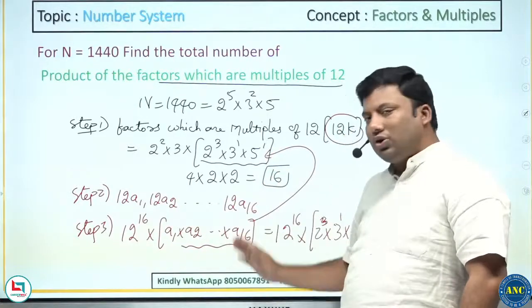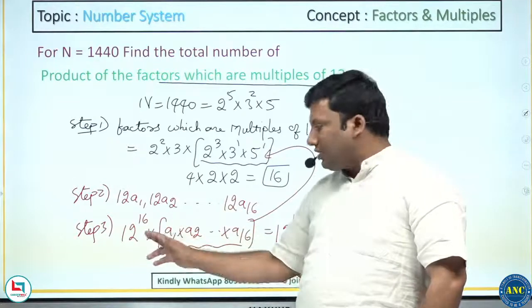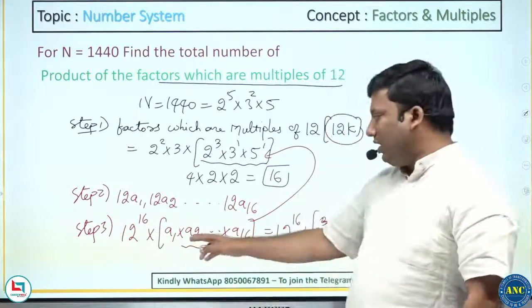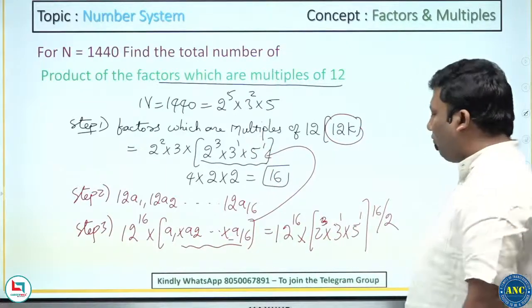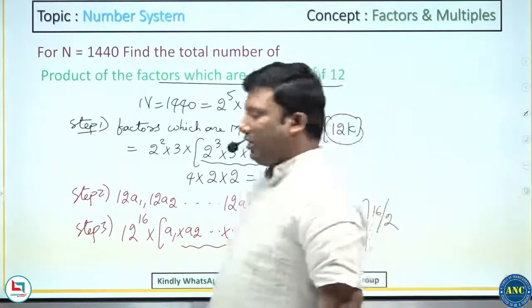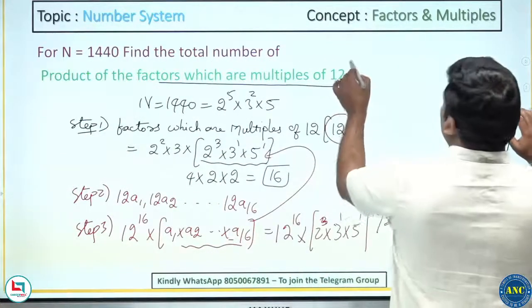12a1, 12a2, up to 12a16. Multiply it. 12 multiplied 16 times gives 12 power 16 into a1, a2 till a16. The product of the factors is number power number of factors by 2, so 4 into 2 into 2 by 2. I hope this idea is clear.